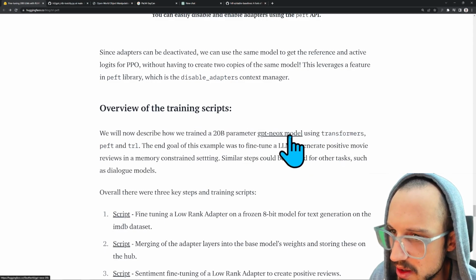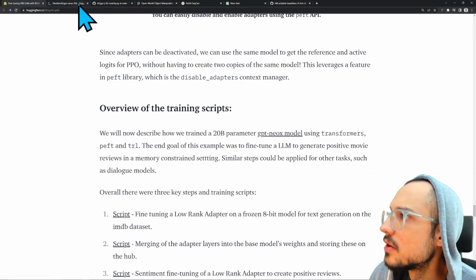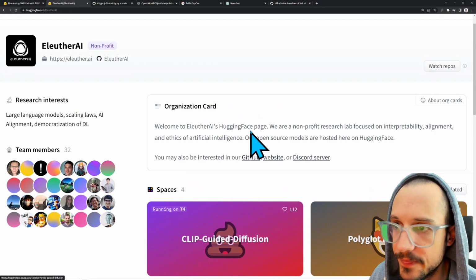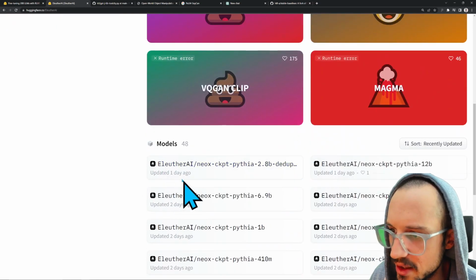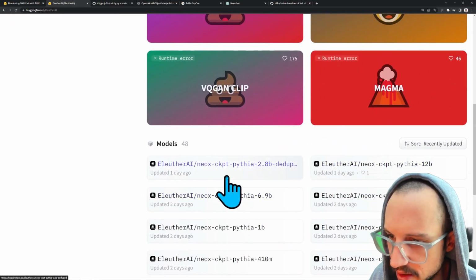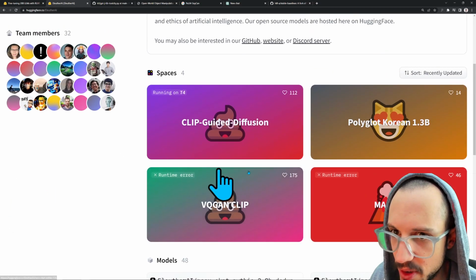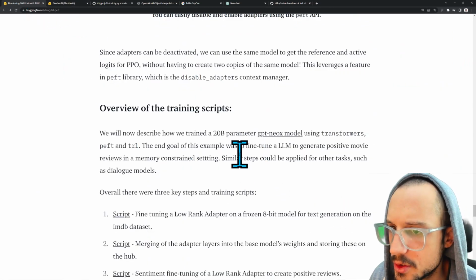I wonder if these guys are still going, or are they dead? GPT Neo X. EleutherAI, have they made any changes recently? 1 day ago. Okay, yeah, they're still pushing changes. 2.8 billion parameters, 12 billion parameters. These are little small models, but they're still going.